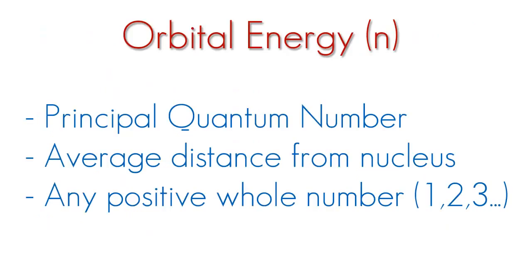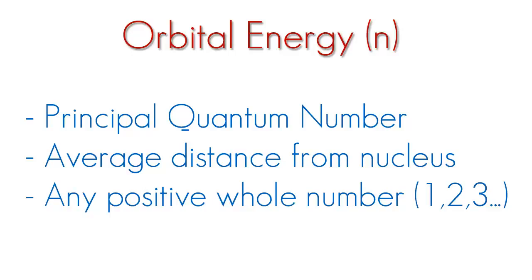Let's go ahead and touch on the first one, which is the orbital's energy, or in other words, n is the variable that they used. Now, technically, this n is called the principal quantum number. I just say orbital's energy because it just makes sense. It basically is the orbital's energy. They just had to put a scientific term on it. So what this means is it's pretty much the average distance of the orbital from the nucleus, or in other words, the average distance that the electron is from the nucleus.